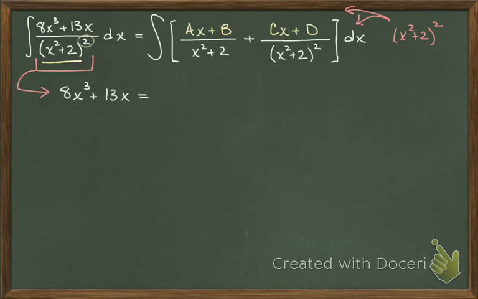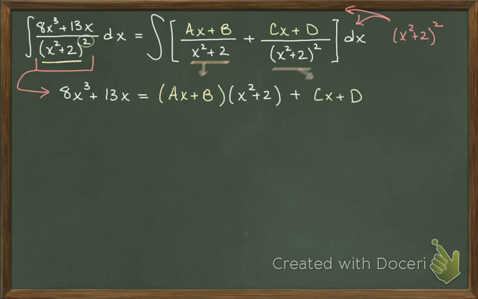So when I distribute my common denominator, on the left, I have 8x cubed plus 13x. On the right, I've got ax plus b times a factor of x squared plus 2. Both of those factors didn't disappear. However, on the next term, next to cx plus d, both factors of x squared plus 2 disappear, and I've got just a cx plus d here. Okay? So that's what I get when I clear these fractions. Again, all just algebra. And what's left to do is still find A, B, C, and D.